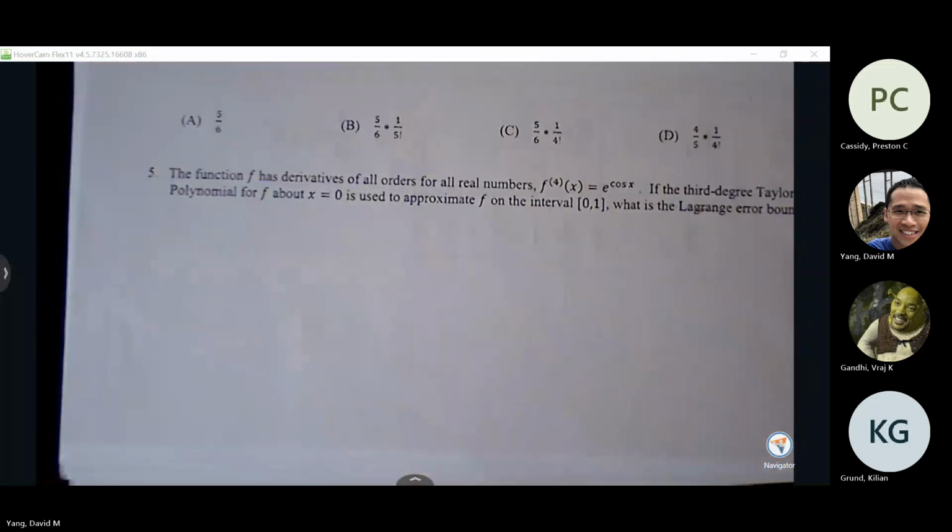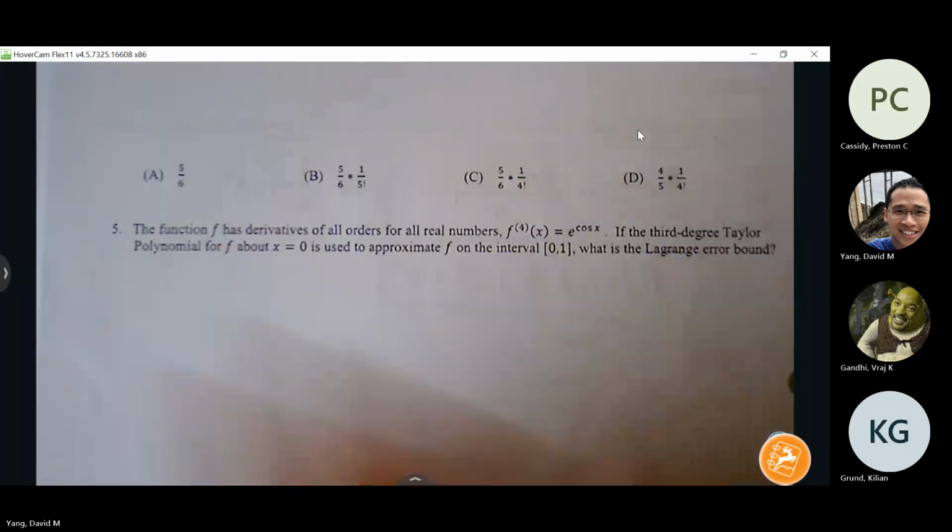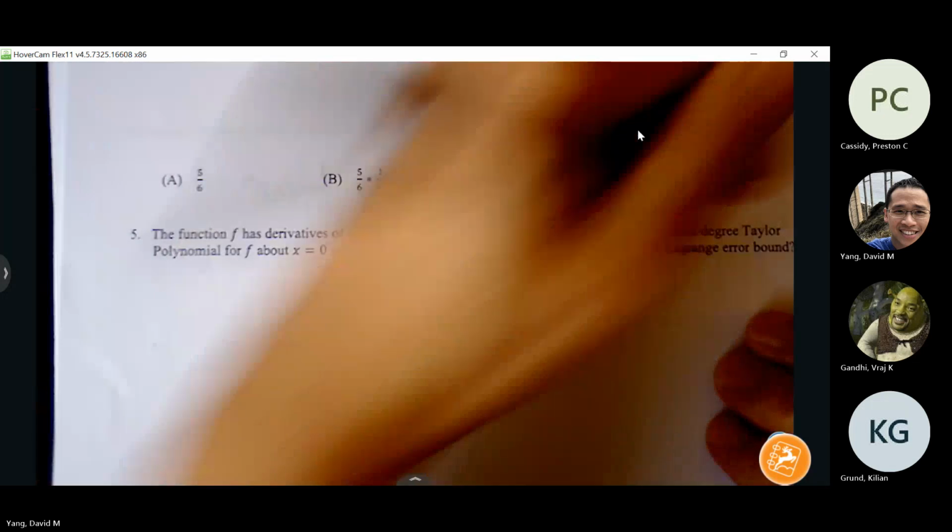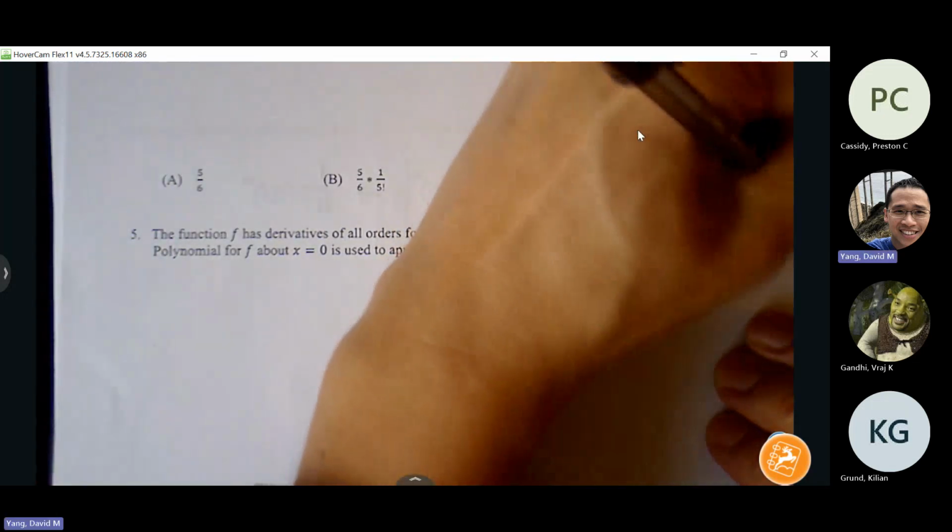Okay, so here's a good one. This is on page 44, number 5, in your notes packet.